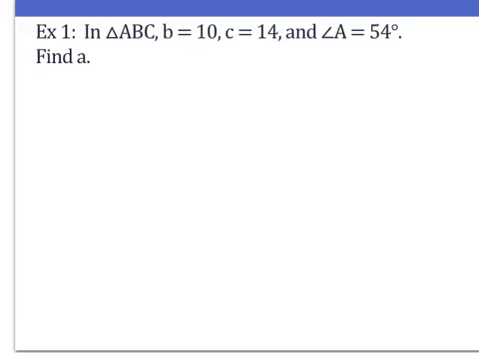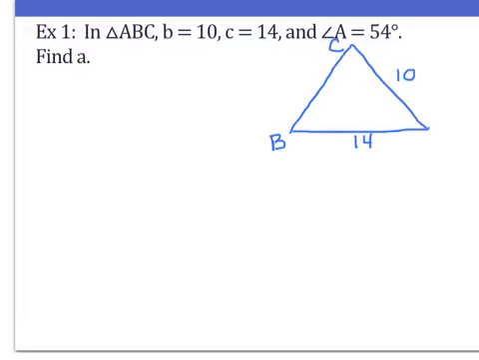So for our first example, I'm going to begin by drawing a triangle. It doesn't matter if it's to scale or not. I have angle A, B, and C. So this is side B right here, and side C is 14, and this is angle B. Angle C is 54, and we want to find side A.